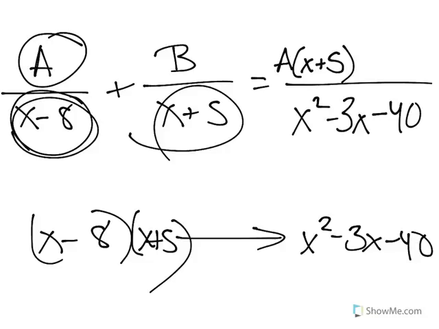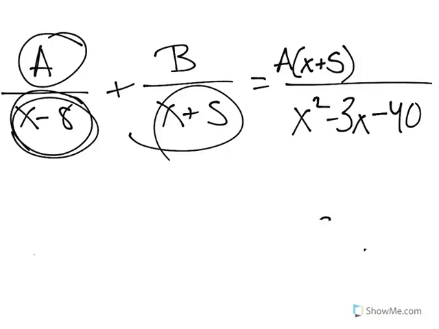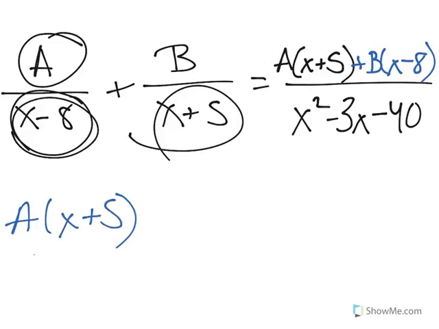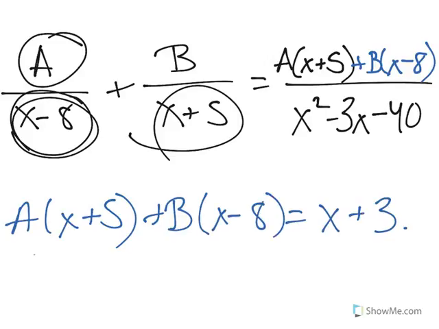And then same thing with b. We had to multiply x plus 5 times x minus 8. And so we must multiply b by the same polynomial. So plus b times x minus 8. And we know that a times x plus 5 plus b times x minus 8 is equal to x plus 3. And now we need to find what a and b are.